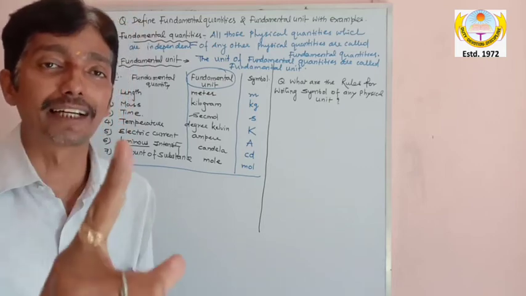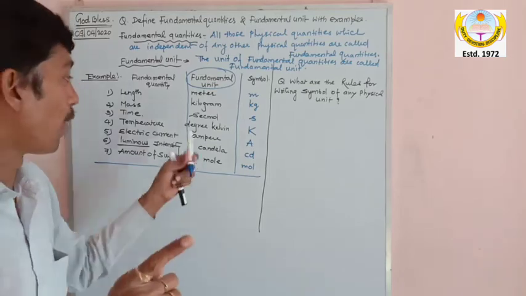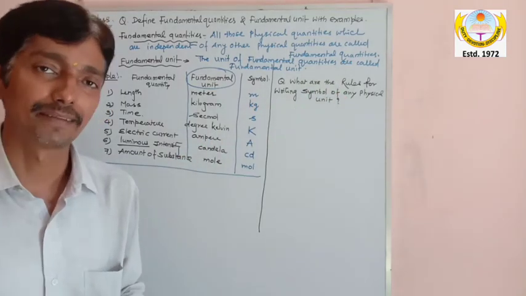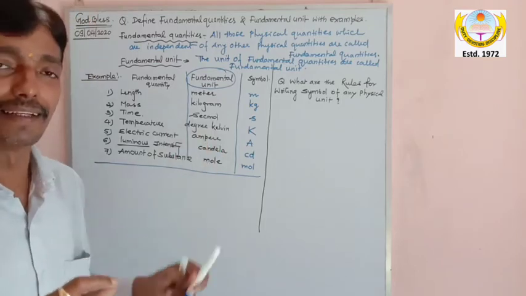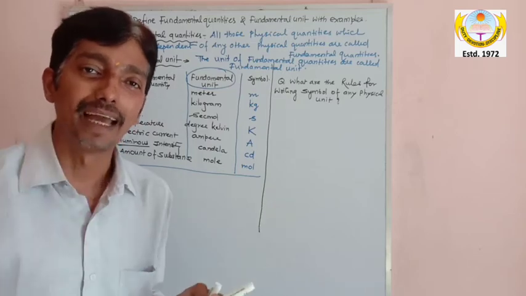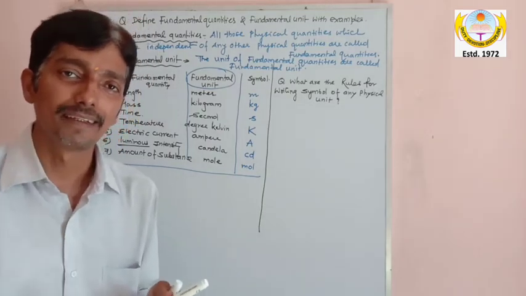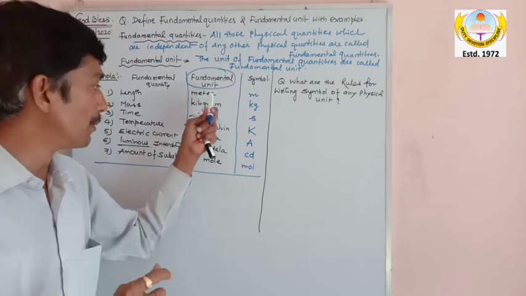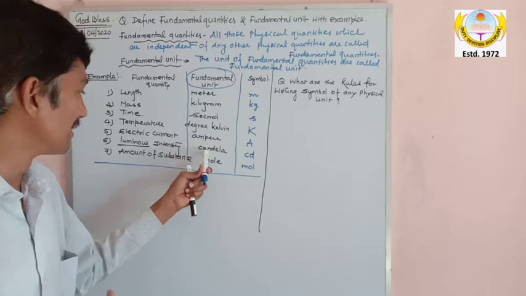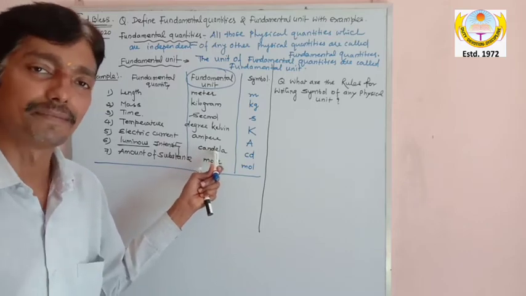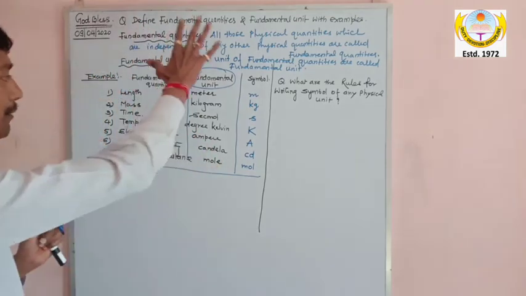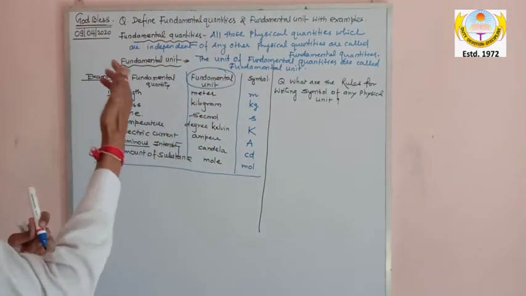It is named after the scientist Lord Kelvin. That I'll teach you all in the rules. On the name of a scientist, the unit is given. Similarly, electric current is given after the name of the scientist Ampere. Ampere was a scientist. Am I clear? So some of the units are named after scientists. And this is luminous intensity, candela. Similarly, amount of substance, you all know in chemistry it is mole. So this is all about fundamental quantity, fundamental unit and examples.